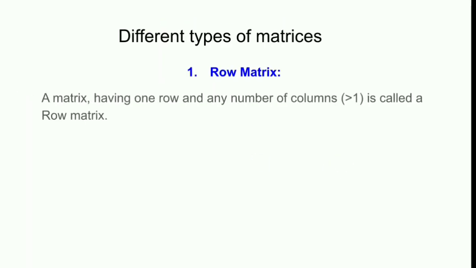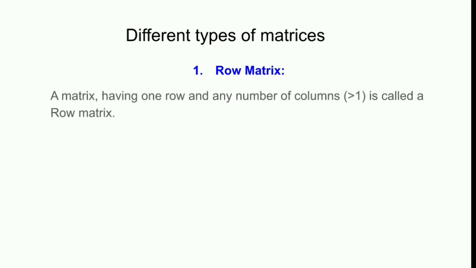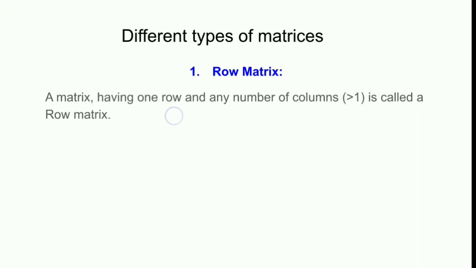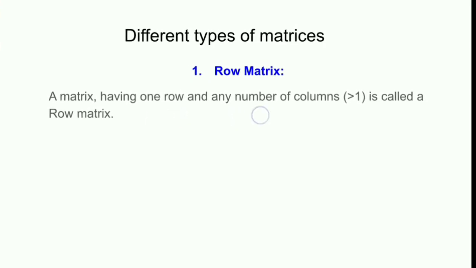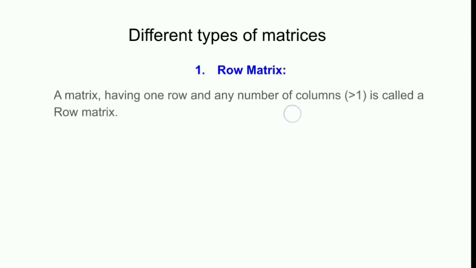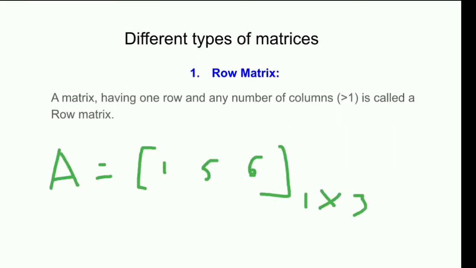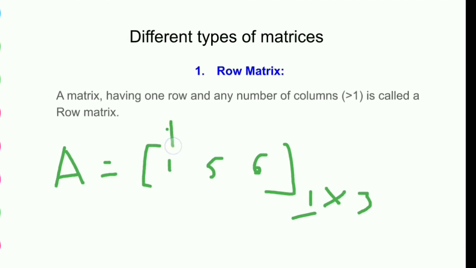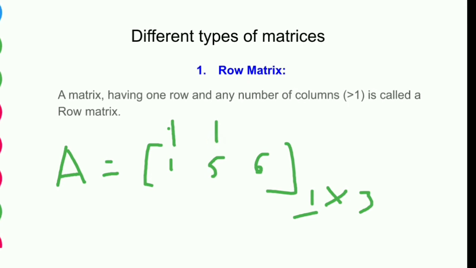Let us discuss the different types of matrices. First one is the row matrix. A matrix having one row and any number of columns is called a row matrix. This is an example of a row matrix, which has a single row and three different columns.